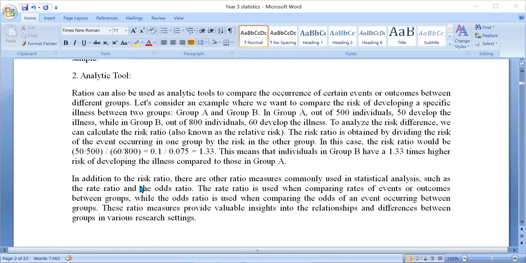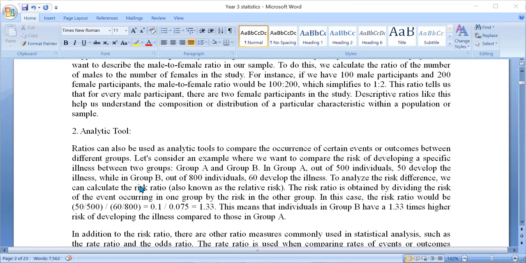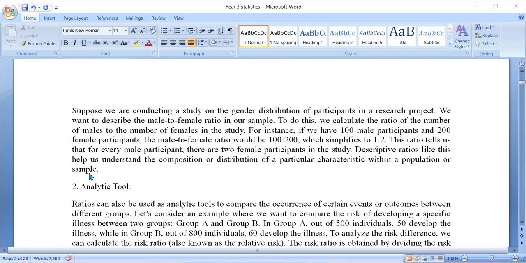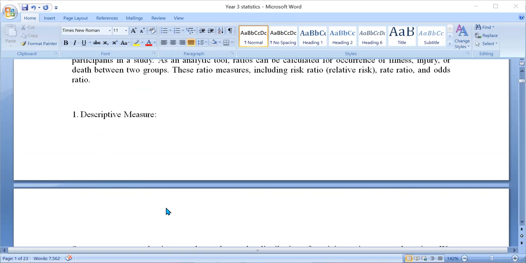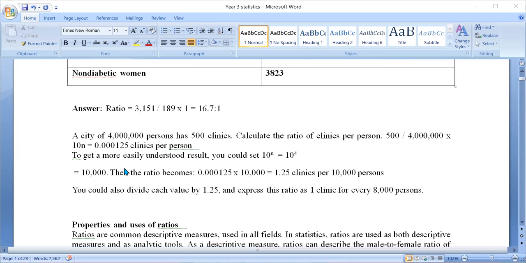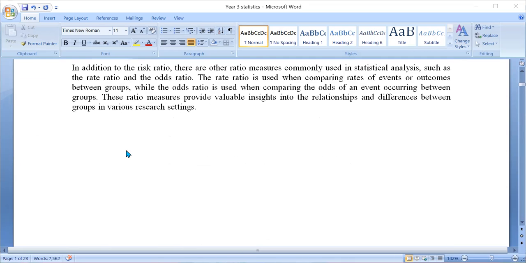Okay. So now, what does ratio do? You can use ratio to do analysis. From this, we can say people in group B have 1.33 times higher risk of developing breast cancer than people in group A. You see, so now we have analyzed. Unlike in the other one, when we did descriptive, we were only using it to describe. So ratios can be used to describe and can also be used for analytic purposes.